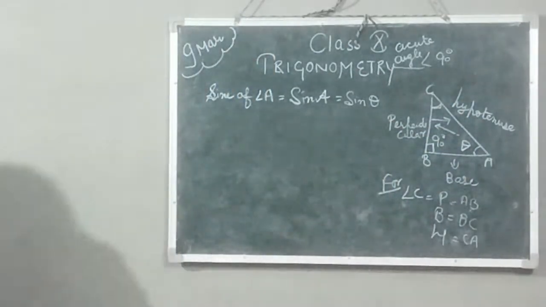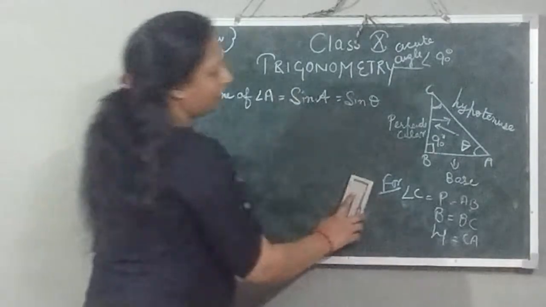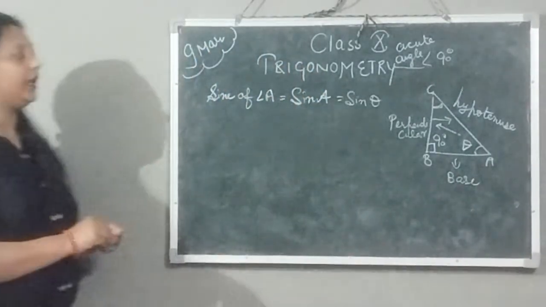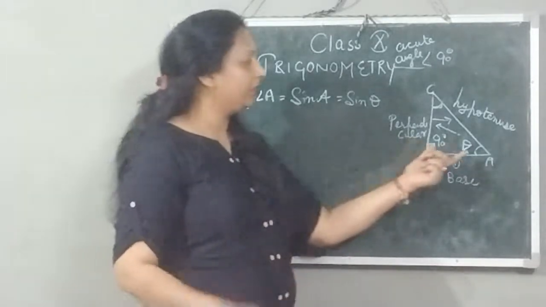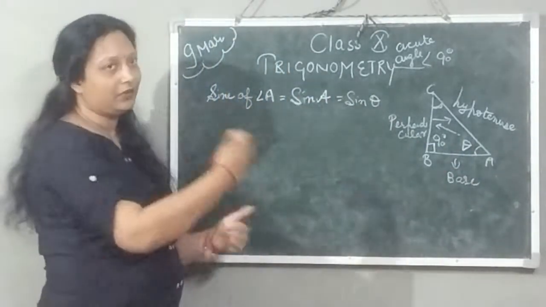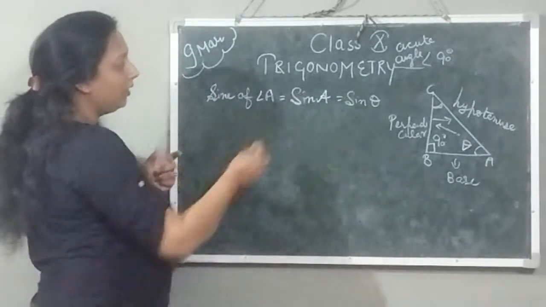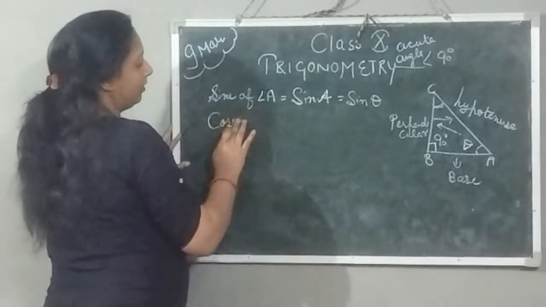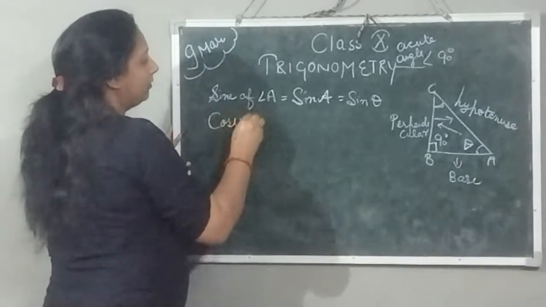Now, we are going to take the angle A. With angle A, I am going to tell you about all the values of sine theta, cosine of A.